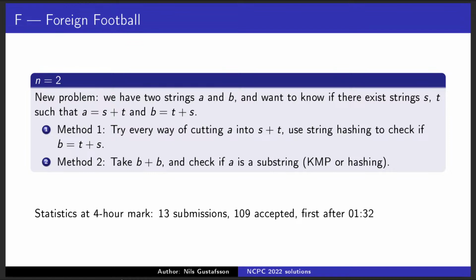Another way of doing it is to concatenate b with itself and check if a is a substring of this. Now you can use KMP as well if you don't like hashing for some reason. So yeah, n equals 2 is actually kind of half the solution because you need to do a bunch of string stuff.